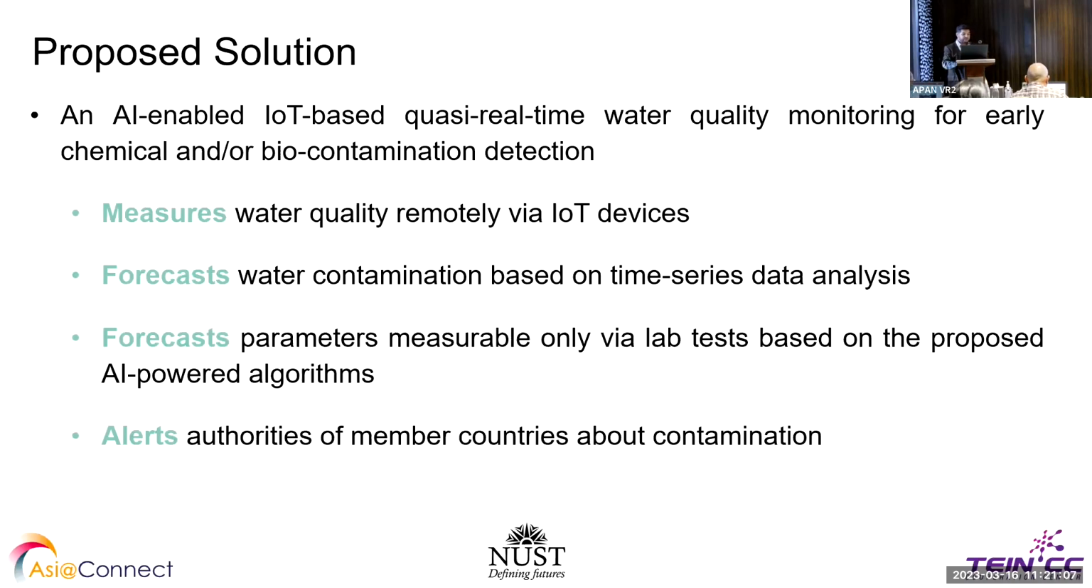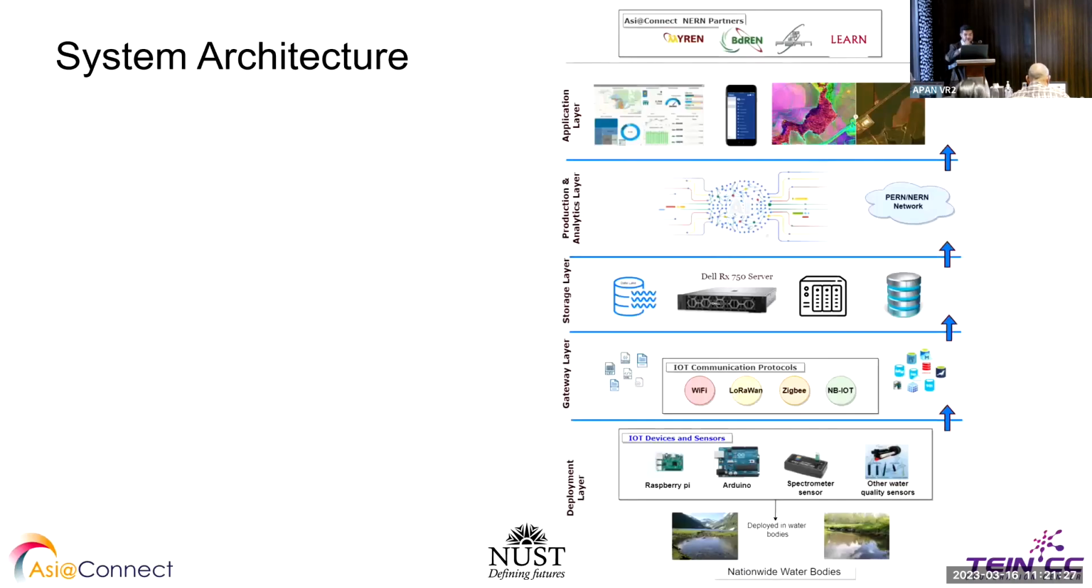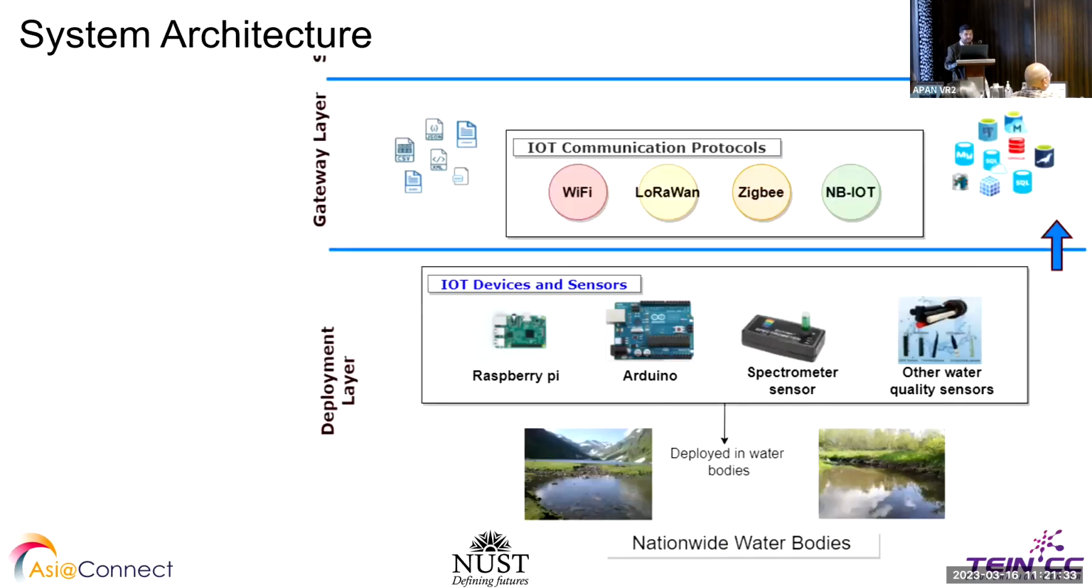So the system is planned to measure water quality remotely by IoT devices, forecast contamination based on time series data analysis, and forecast parameters measurable only via lab tests. So that is what we are trying to do right now, and alert authorities in time if some contamination is expected. So this is the overall system architecture. I will be explaining it in the next slide from top to bottom.